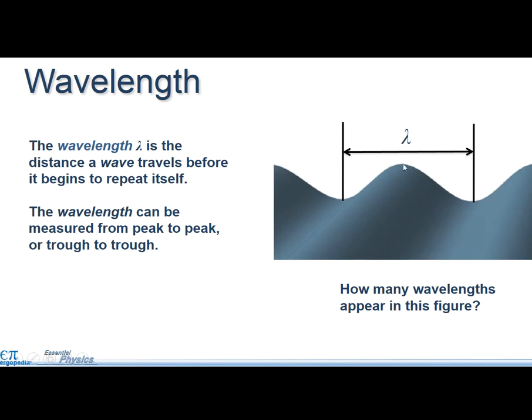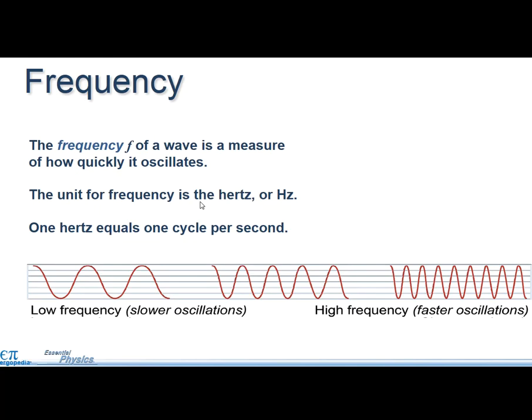Well, I can see one peak to the next peak, and then one peak to the next peak. So it looks like there's two wavelengths appearing in this figure. The frequency is a measure of how quickly something oscillates. So if all of these things are moving at the same speed here, you could imagine that as this left-hand wave is moving by, if I was a rubber ducky, I would go up and down slower than, for example, if this right-hand side wave moved by, then I would go up and down very quickly.